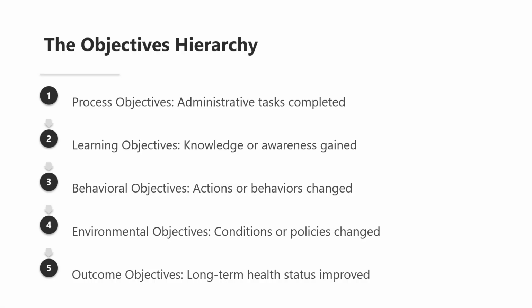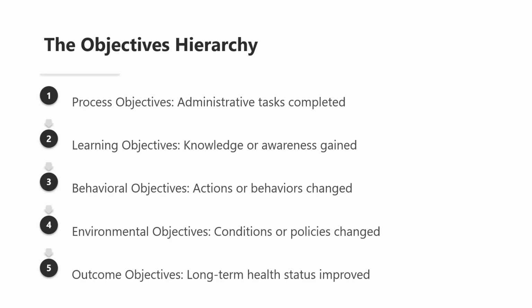Now that you understand how to write SMART objectives, let us take your knowledge to the next level by exploring the different types of objectives and how they fit together in a hierarchy. This is a critical framework for the Master Certified Health Education Specialist exam, and I want to make sure you feel really confident with it. This hierarchy arranges different types of objectives from the most immediate and short term at the top to the most distal and long term at the bottom. Let us walk through each one together.